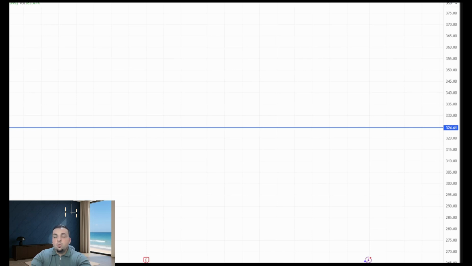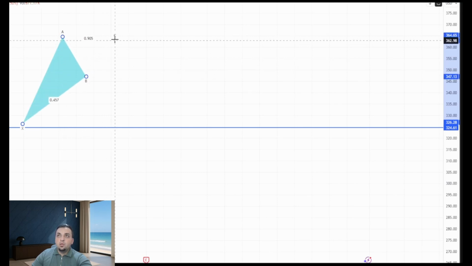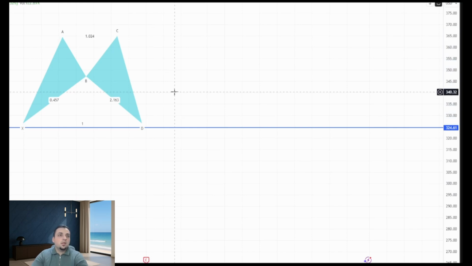Okay, so we have 4 bullish harmonic patterns and 4 bearish harmonic patterns. And one of the things on how to spot if they are bullish or bearish, we need to know how they are formed. So it goes like this. Let's start with the very first one. It's 4 movements: X to A, A to B, B to C, and C to D. This is the very first pattern.